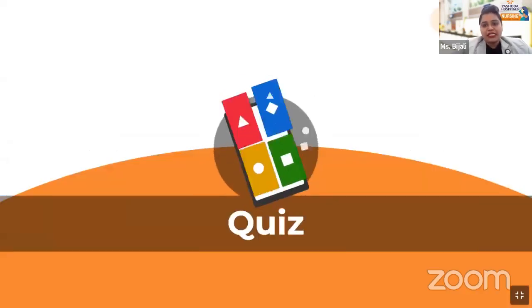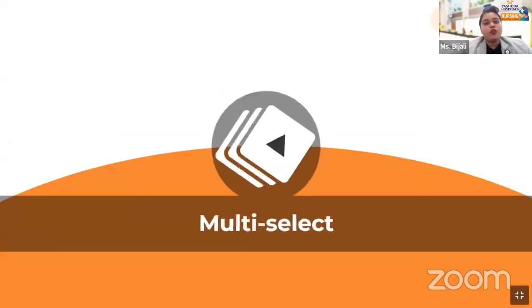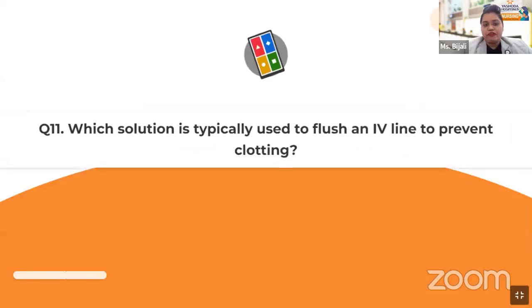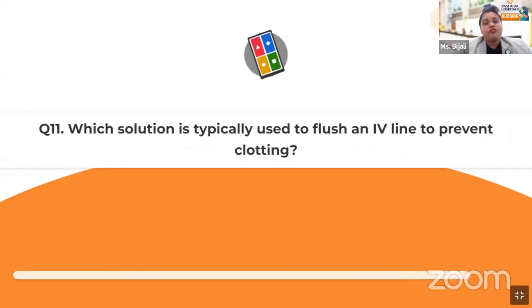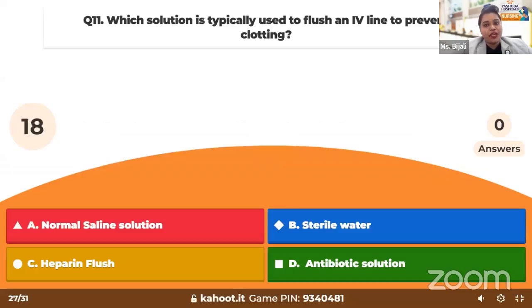Okay, so next let's see the other quiz. Here also we have a multi-select and 4 options are there. You have to select one. Which solution is typically used to flush an IV line to prevent clotting? Again, we are having 4 options. So keep going, keep doing. First is normal saline solution. Next is sterile water. Next is a heparin flush. And next is antibiotic solution.